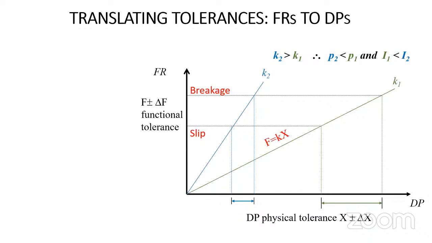So let's look at this graphic. We'll put the FR on the vertical axis, the DP on the horizontal. Force. There's my tolerance. Too much force, I break it. Too little force, it slips. So I've got a stiff spring and a soft spring that I can choose between. Which one do I want, by axiom 2? The soft spring.